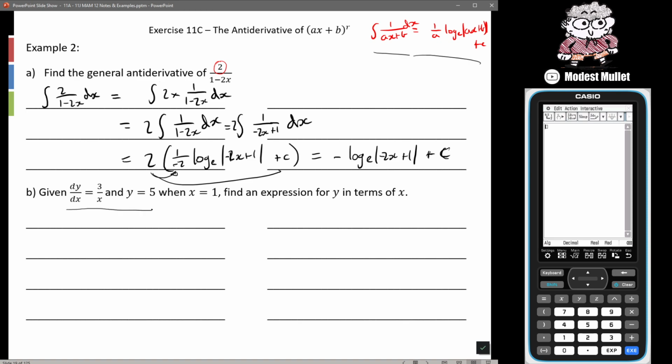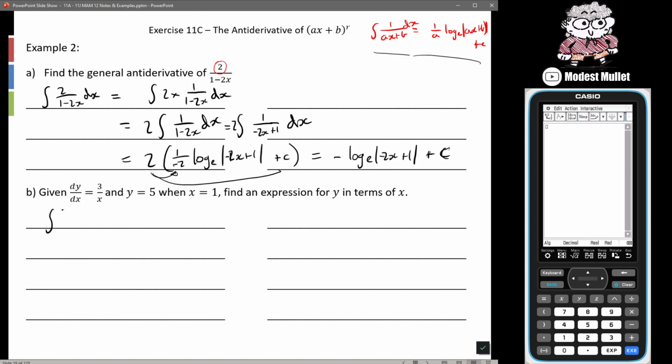Example B, we're told dy dx is equal to 3 on x, and that we've been given some initial information that when y is equal to 5, x is equal to 1. Find the expression for y in terms of x. So when it's asking to find the expression for y in terms of x, well, technically we should say equation. It's asking you to anti-differentiate. We're given dy dx, we need to find out what y equals in terms of x.